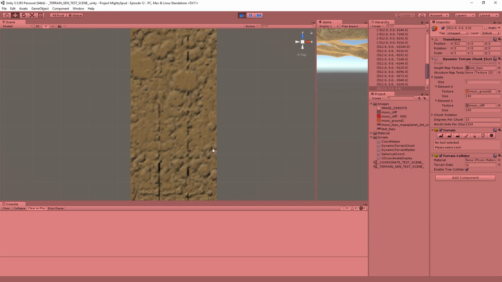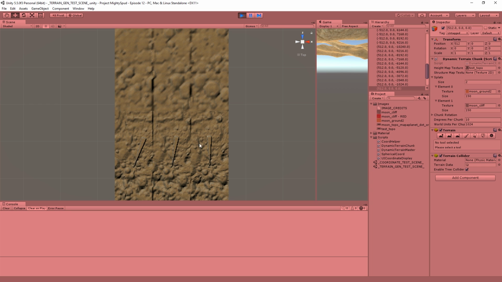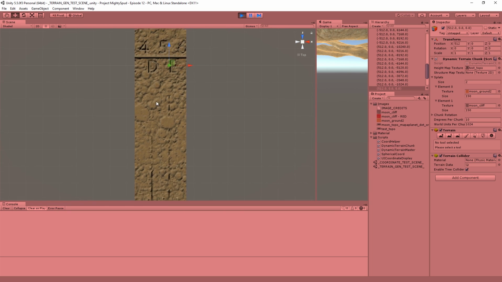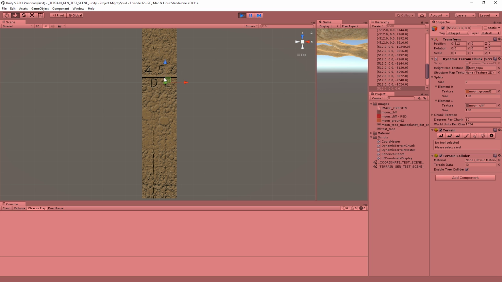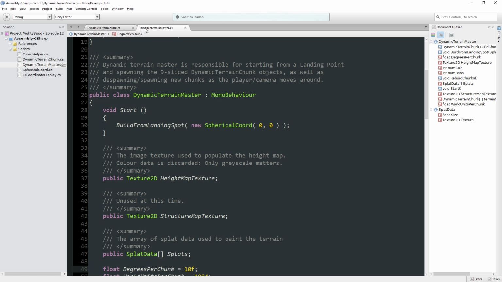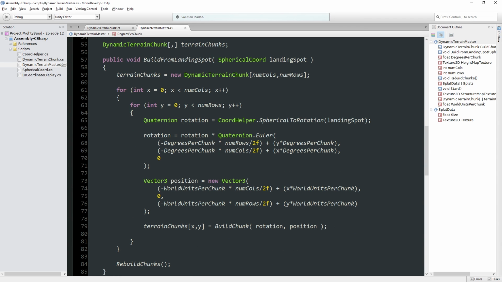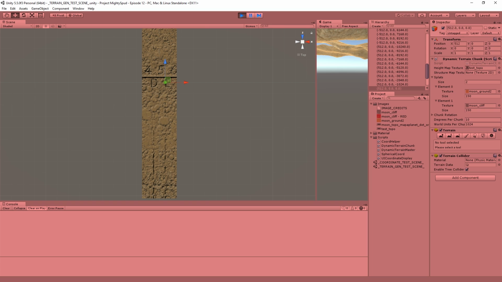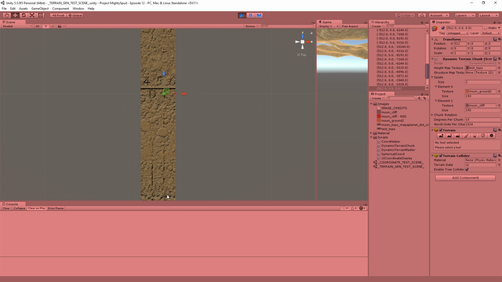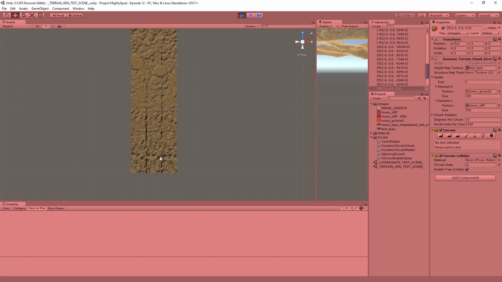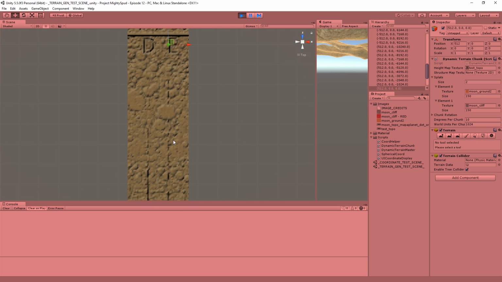But the reason that that is happening, why we've got the trio of South Poles over there, is because right now we've got the one origin point, right? In our code, our dynamic terrain master, where we generate all the chunks, we always start our rotation from our origin, this landing spot, and then rotate away from there. But basically what we're doing, effectively, you can think of it as we are rotating to the right and then to the south. Or, you know, to the east and then to the south, or west and to the south. Well, if we're always going to the south, then we'll always end up at the South Pole.